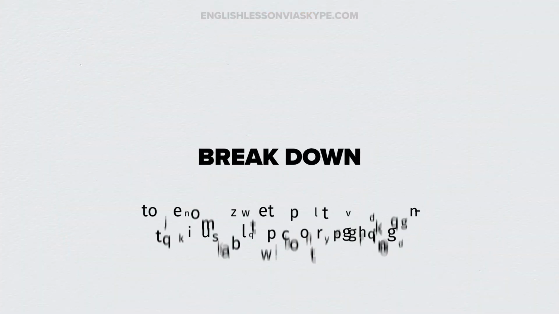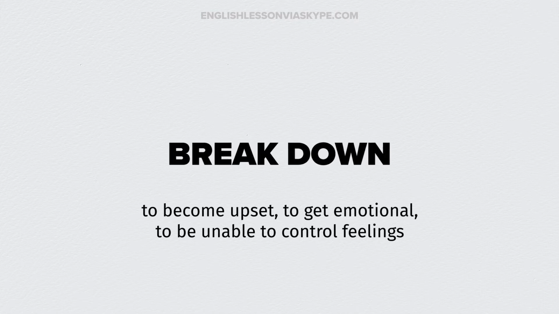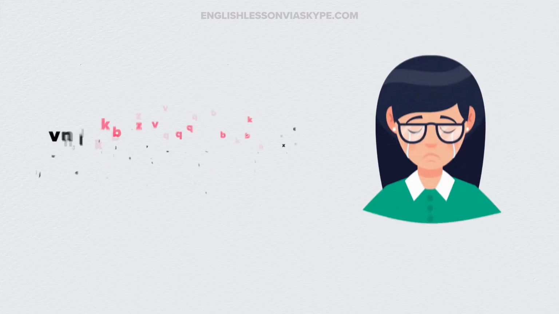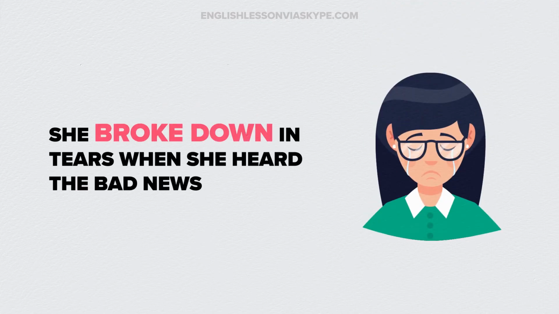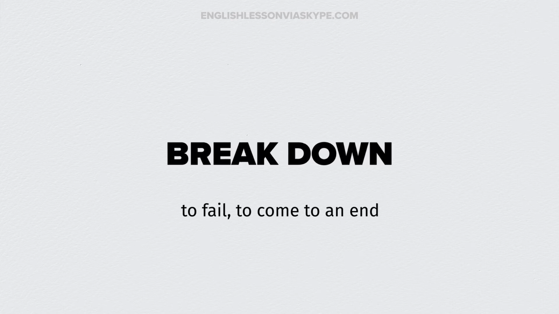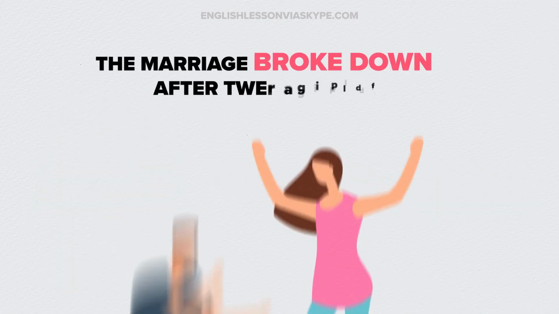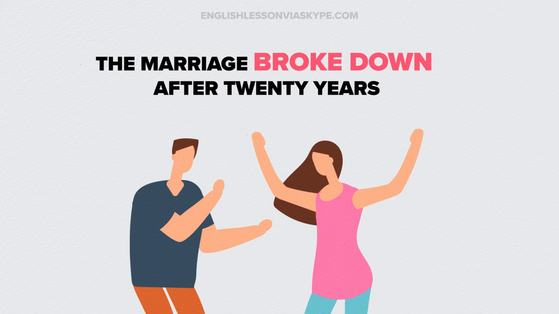Second meaning, when somebody becomes upset or emotional and they're unable to control their feelings, so they broke down in tears when they heard the bad news. Third meaning, when something fails or comes to an end. The meeting broke down without any agreement. The marriage broke down after 20 years.